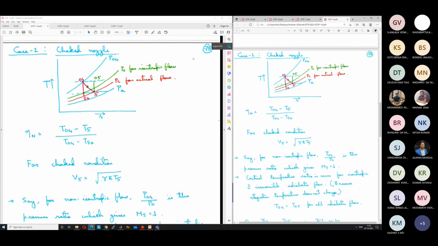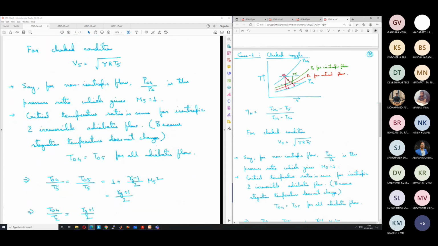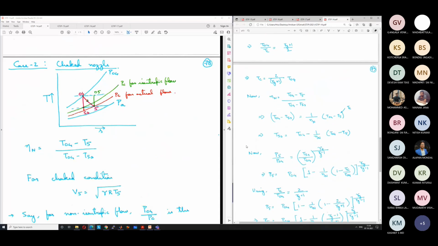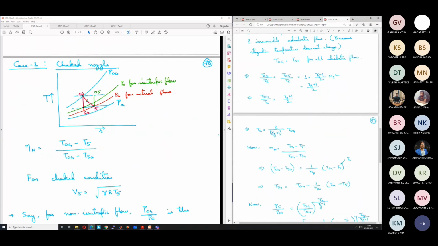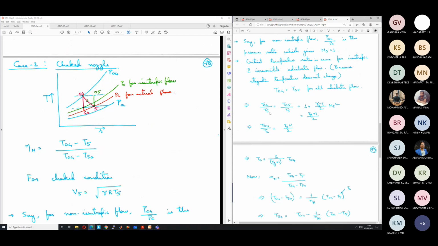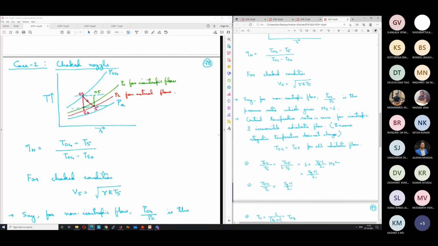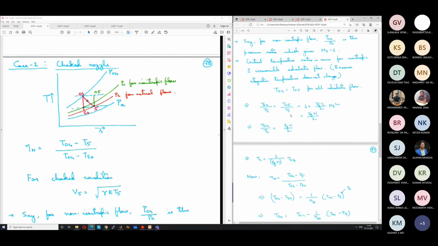So if you remember, for an isentropic flow, we can write. We will use this one. Okay. Keep this diagram open. For any adiabatic flow, actually, this will hold true. T05 by T5 is equal to 1 plus gamma minus 1 by 2 M5 square. In any case, stagnation and static temperatures are related by T0 by T is 1 plus gamma minus 1 by 2 M square. This we have studied multiple times, where M is the Mach number.